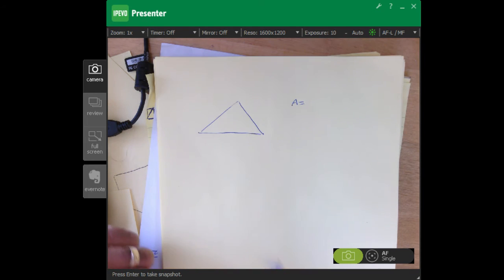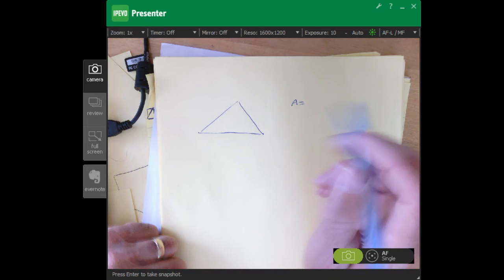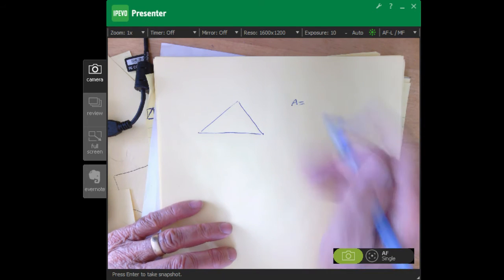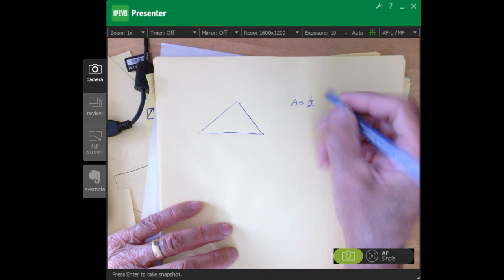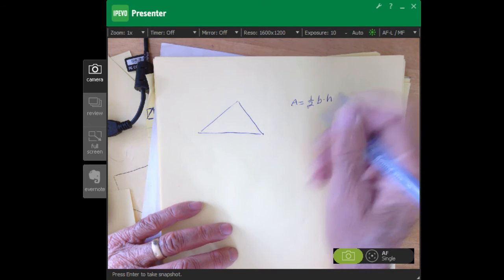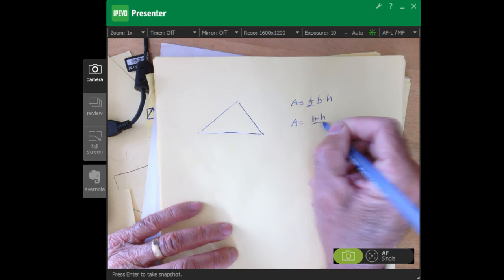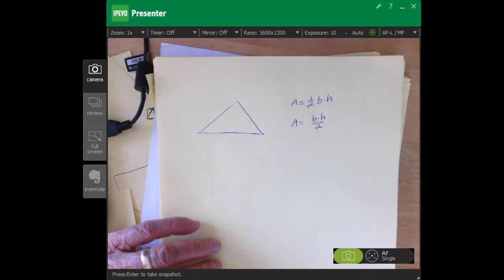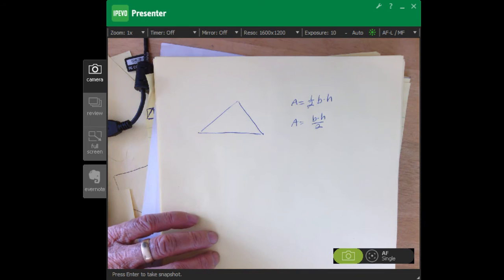So, for instance, we talked about area the other day, and we found the area of a triangle. Well, the formula that most people know for the area of a triangle looks something like this. You can write it in two forms: 1/2 times base times the height, or you can write it like this: base times the height divided by 2. Those are the two most common ways that you'll see it. Either one is fine. They both mean the exact same thing.